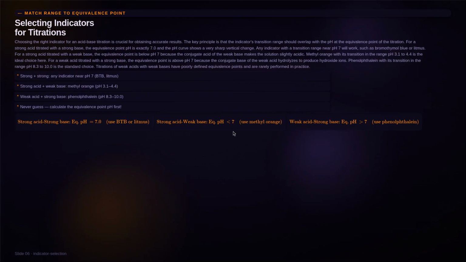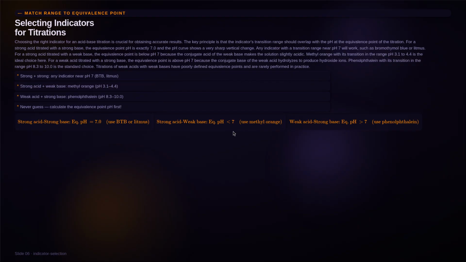The key principle is that the indicator's transition range should overlap with the pH at the equivalence point of the titration. For a strong acid titrated with a strong base, the equivalence point pH is exactly 7.0, and the pH curve shows a very sharp vertical change. Any indicator with a transition range near pH 7 will work, such as bromothymol blue or litmus.